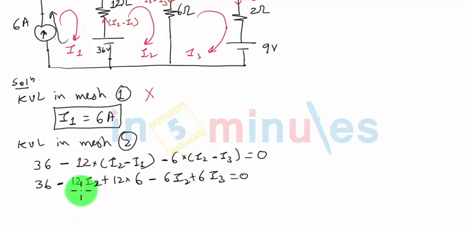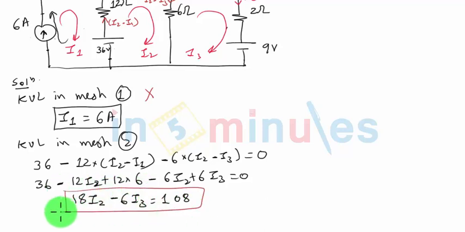I'll send it to the other side, so it will become plus 18 I2 plus 6 I3. I'll send it on the other side, becomes minus 6 I3. I'll keep 36 plus 12 into 6 on the same side. 12 into 6 will be 72 plus 36 will be 108. So that's my one equation in the form of I2 and I3. I'll call it equation number 1.